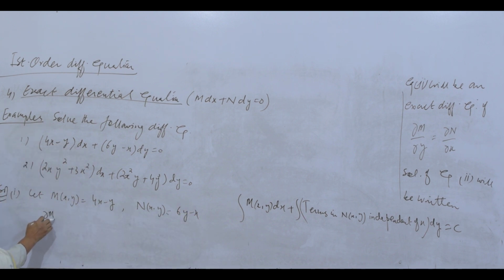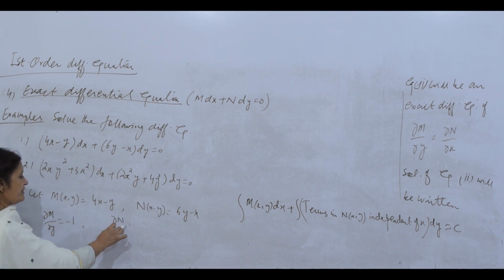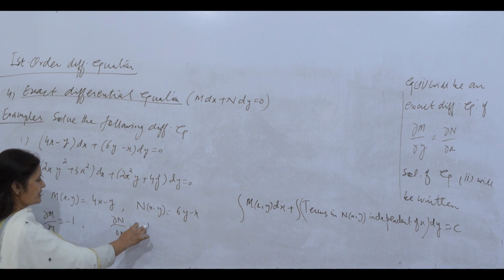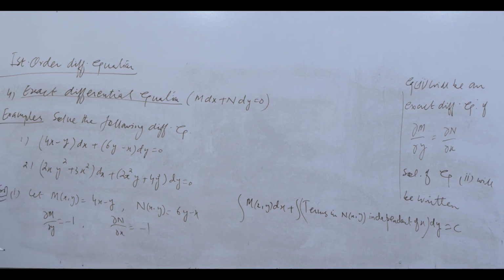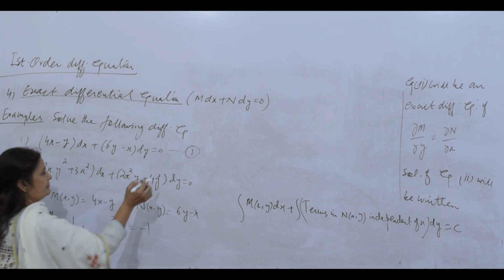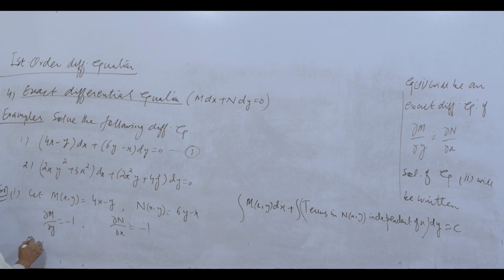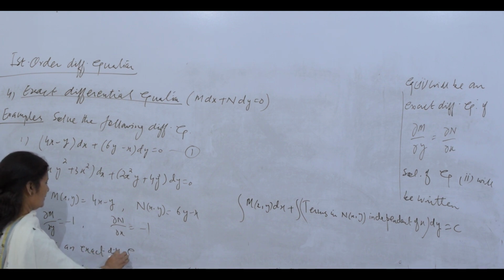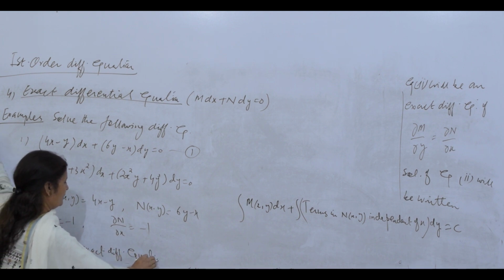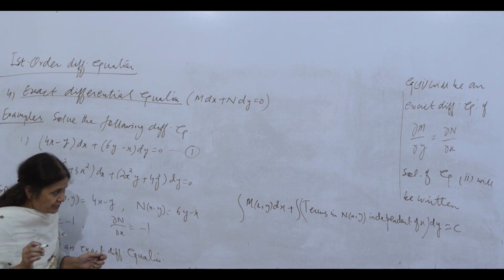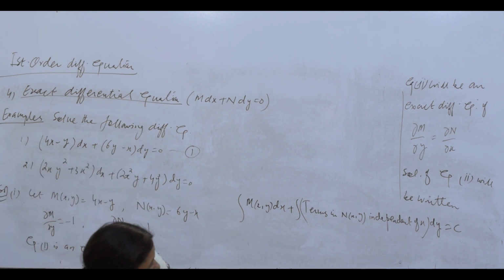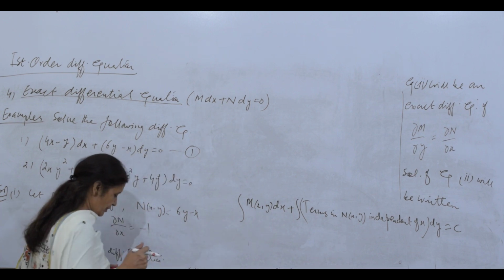Partial derivative of M with respect to y is minus 1. Partial derivative of N with respect to x is minus 1. Since both of the derivatives are equal, equation 1 is exact. Equation 1 is an exact differential equation. If it is exact, let me write down the solution the way I have written.